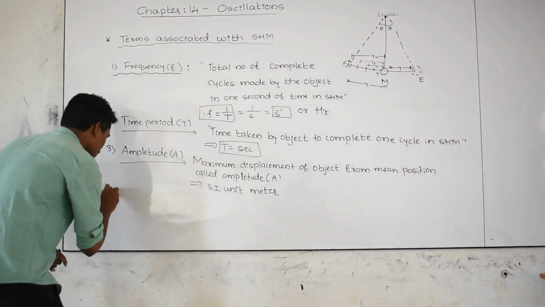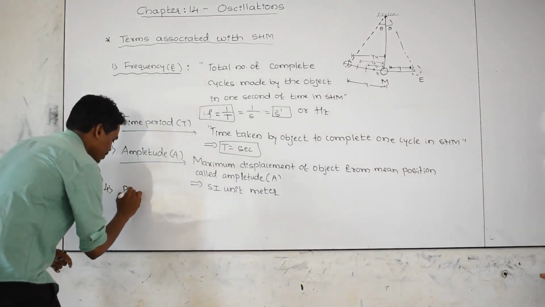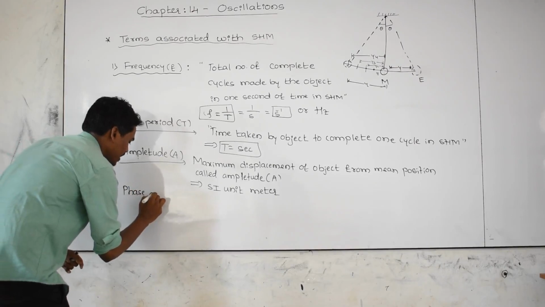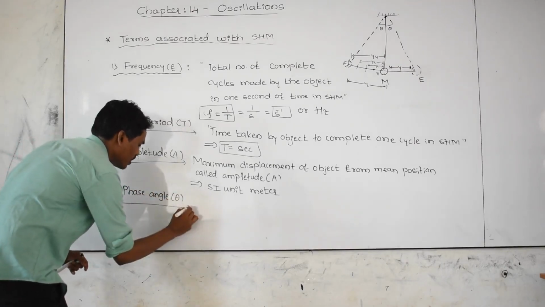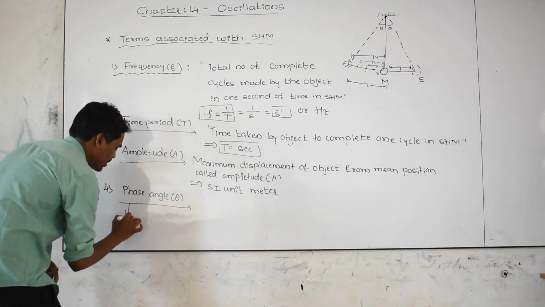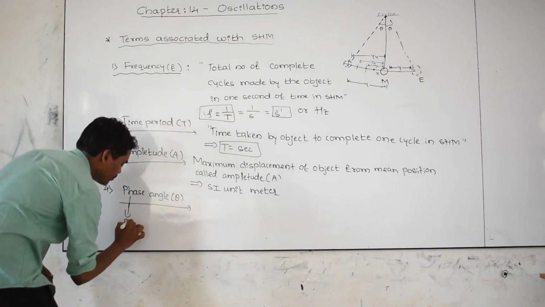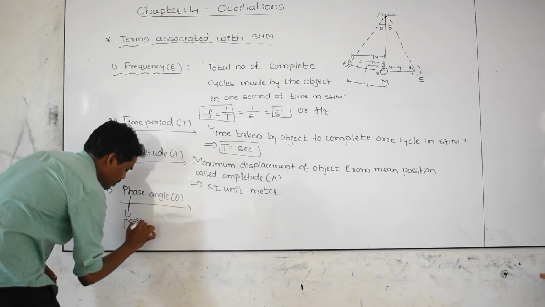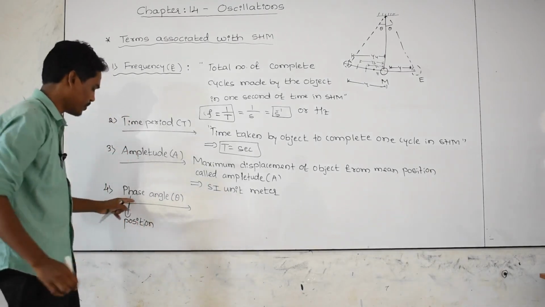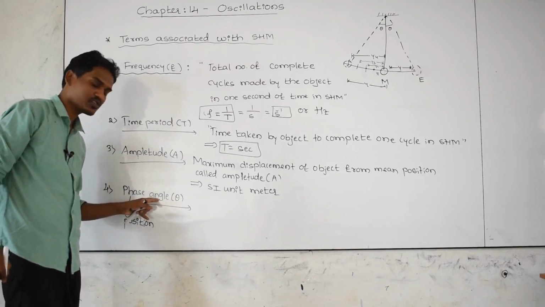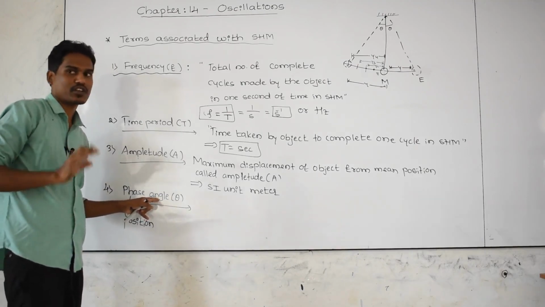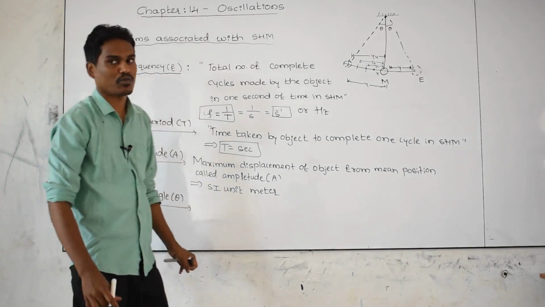And now the last term, that is phase angle. Phase angle is indicated as theta. And what is the meaning of phase? The meaning of phase is nothing but position. Phase angle is the term we are going to use in order to find out the location of the object whenever it is in simple harmonic motion.